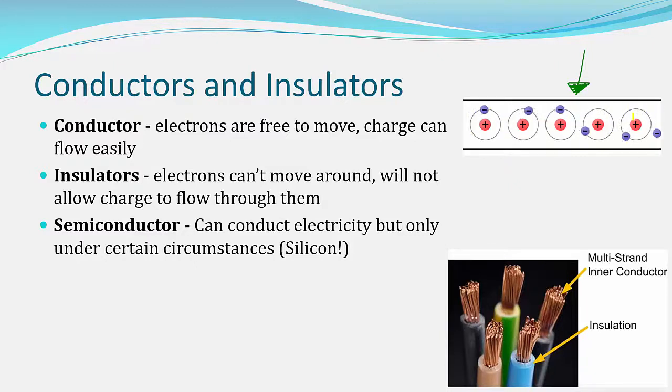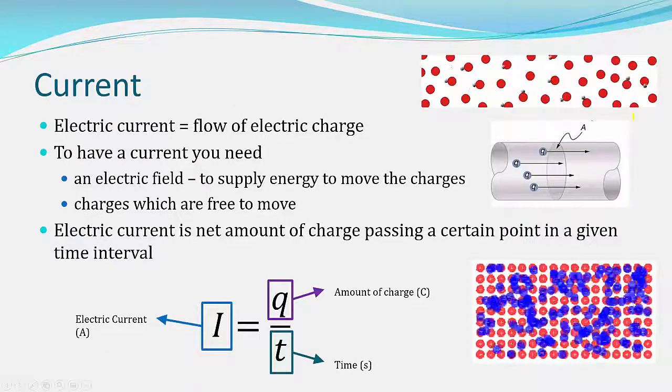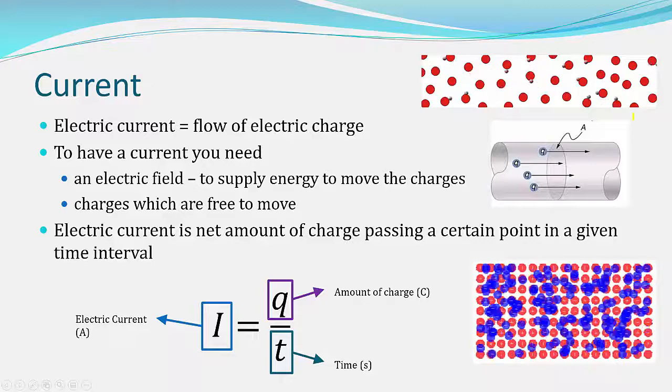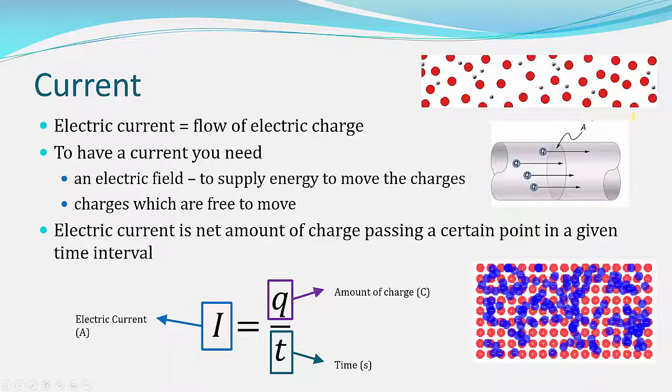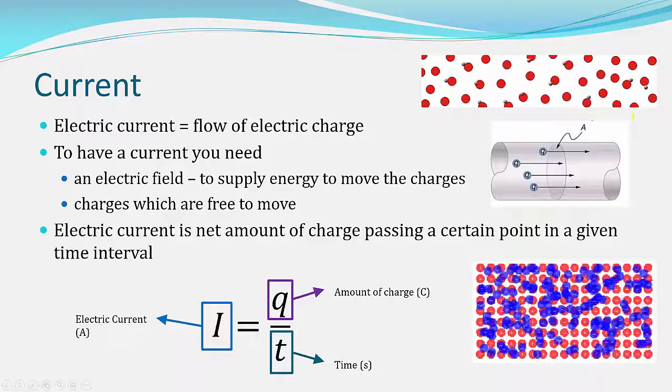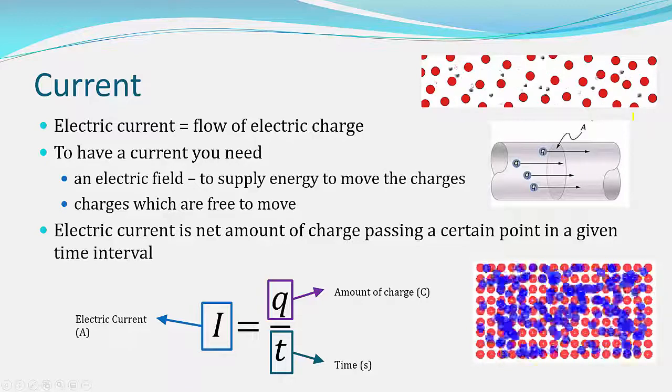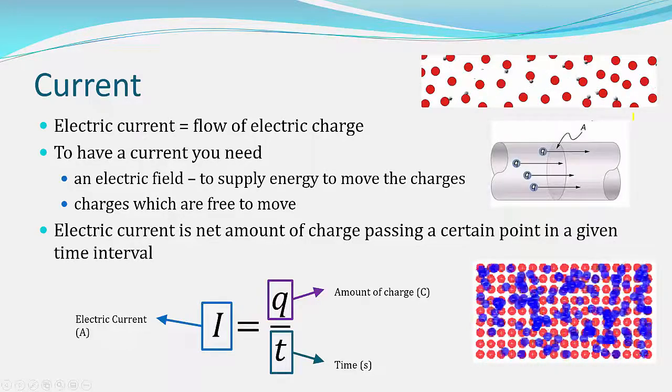And then you've got another type of material called a semiconductor. And a semiconductor is a little bit more complicated. It can conduct electricity. It does allow charge to flow through it sometimes. So it might be that it only allows charge to flow in one direction, for example. So when you have a flow of charge, we call that a current, and we talk about the flow of the positive charge.